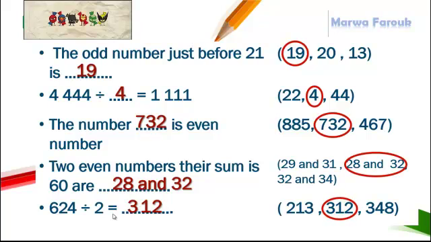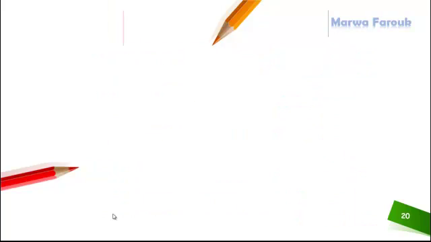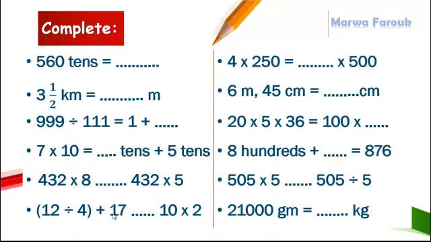Okay, now let's move to another example which is complete. 560 tens equal what? I know that tens we have only one zero. So I will put the number 560 and put that zero with it. So we got 5600.